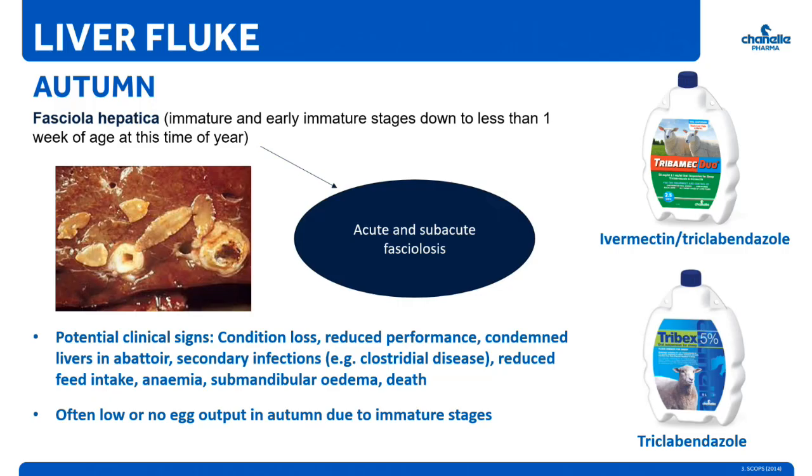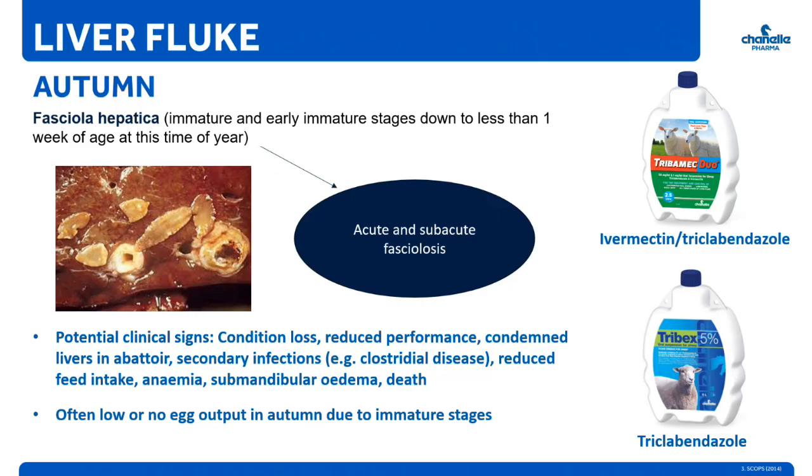Triclabendazole is the treatment of choice for acute and subacute disease because it is licensed to treat these immature stages of the parasite where other fluke products are only effective against adult fluke. That being said, reports of resistance are increasing. A good knowledge of farm history and the outcomes of previous treatment is crucial.